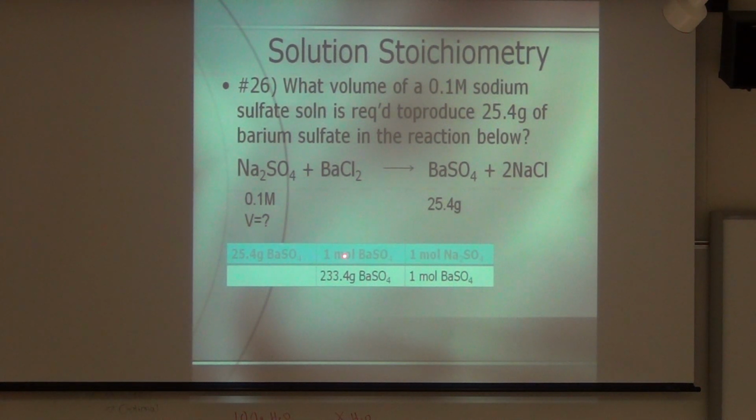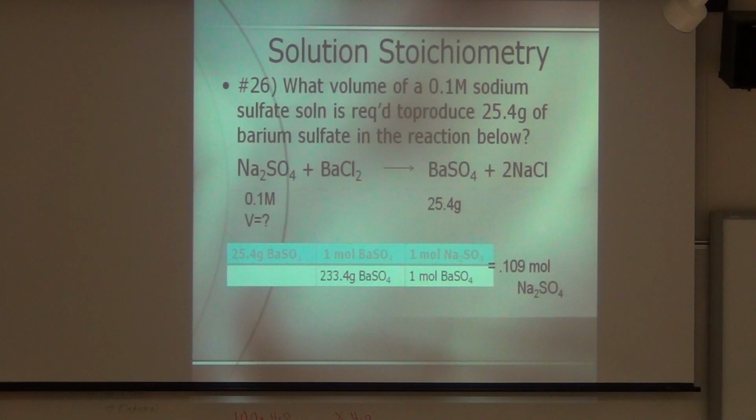We convert that into moles. There's 233.4 grams per mole for barium sulfate. As we just said, there's a 1-to-1 mole ratio. For every 1 mole of sodium sulfate, we're going to get 1 mole of barium sulfate. So that gives us 0.109 moles of sodium sulfate. That's how much of the sodium sulfate we need in terms of moles. But ultimately, we're hunting for volume.